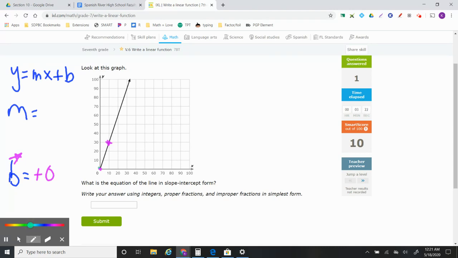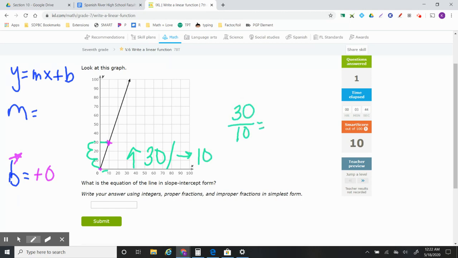I went up 1, 2, 3 boxes, which looking from 0 to 30 means I went up 30. Then I went over one box, and it's going by tens. So up 30 over 10. 30 over 10 is the same as 3 over 1, or just 3. So my m is 3.